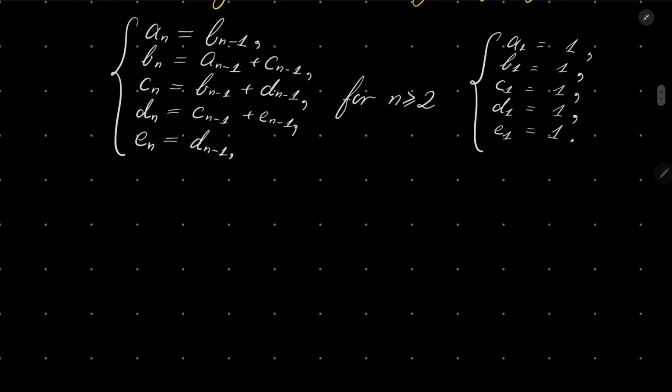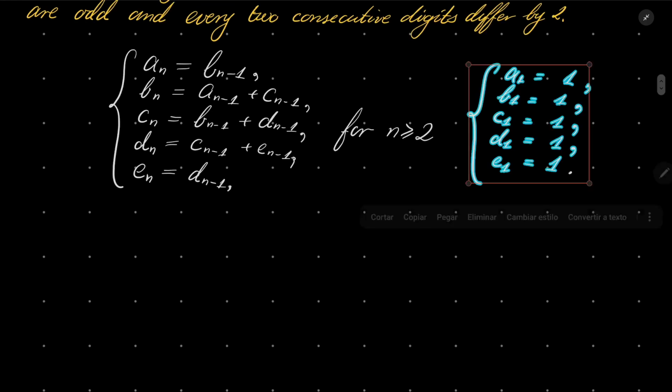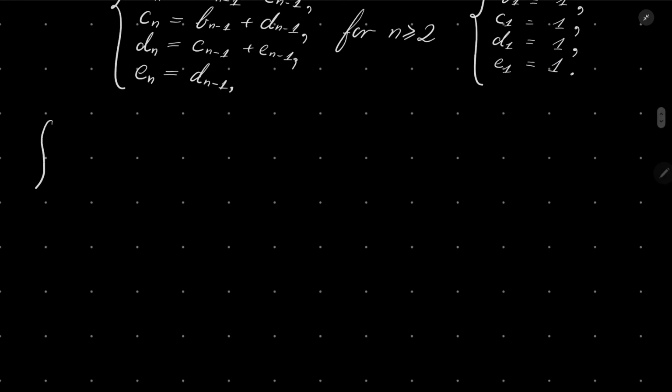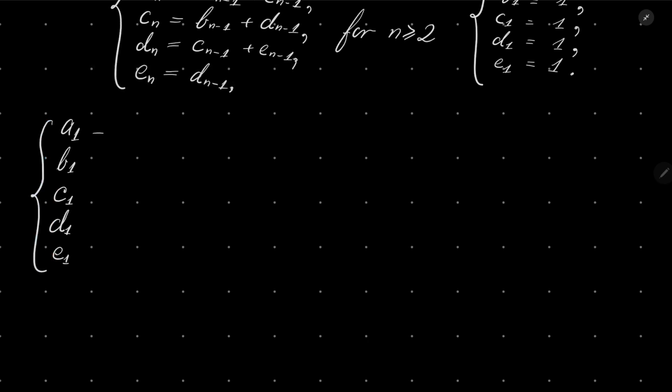What now? Well, now it's possible to simplify this system of recursions, but it's probably easier to write a bunch of terms and try to see the pattern. So, you know what? I will write it once again. So let's start with A_1, B_1, C_1, D_1, E_1. It's 1, 1, 1, 1, 1.